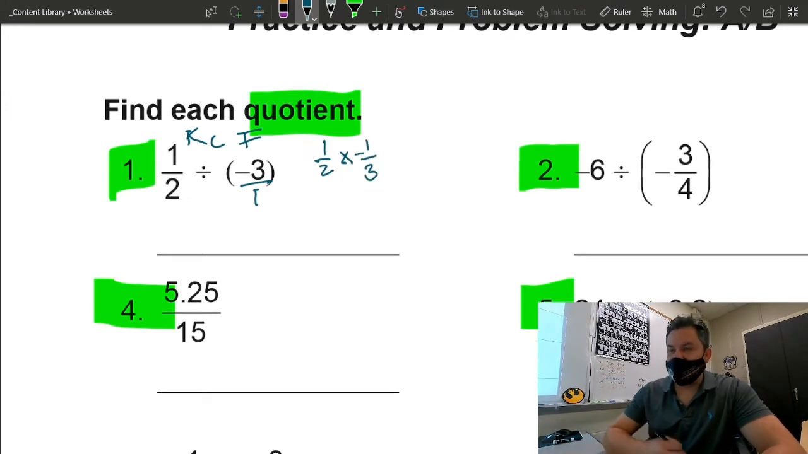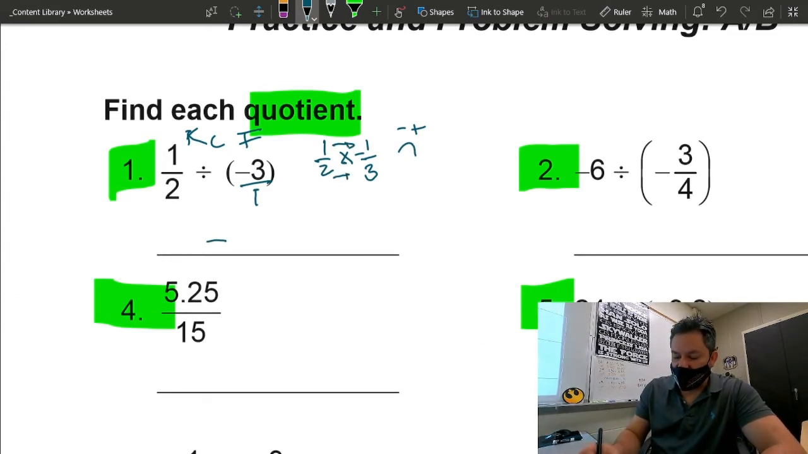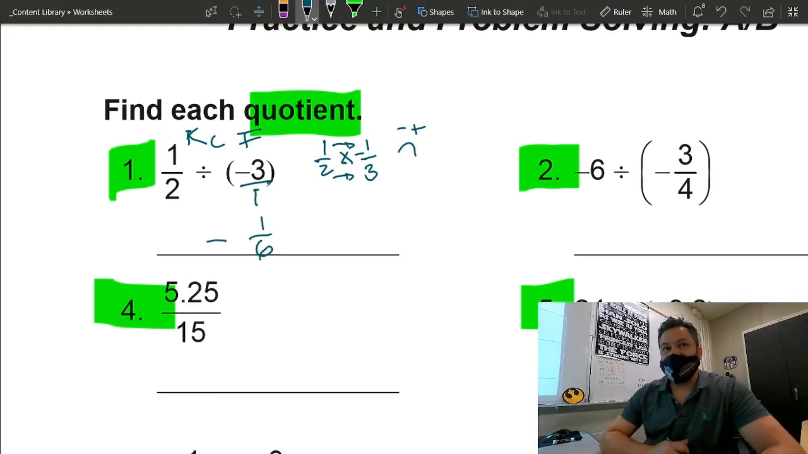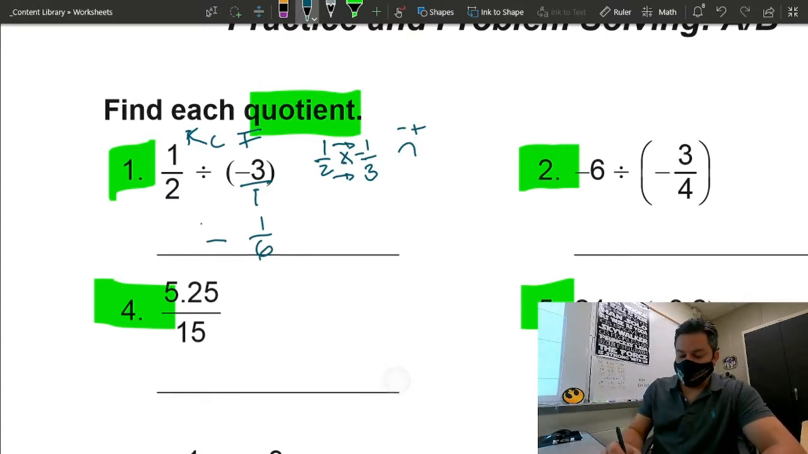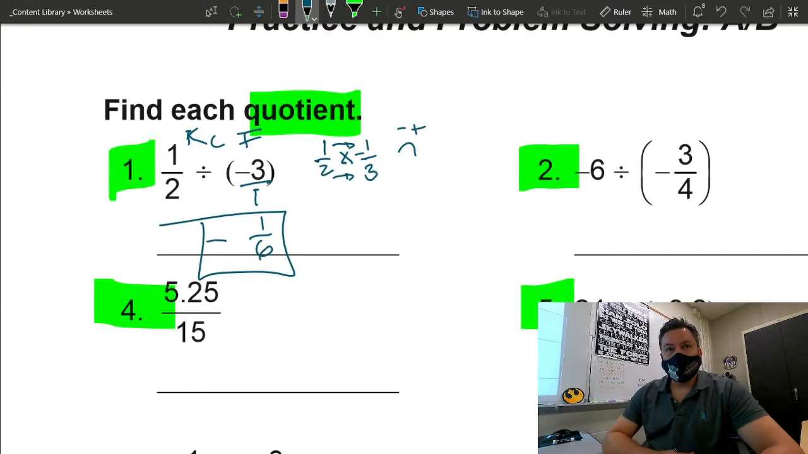1/3. This is negative. Now, if we look at the sign rules, I have a negative and a positive, so my answer is going to be negative. And all I got to do now is multiply straight across. 1 times 1 is 1. 2 times 3 is 6. And since I can't simplify that any further, my answer is going to be negative 1/6.